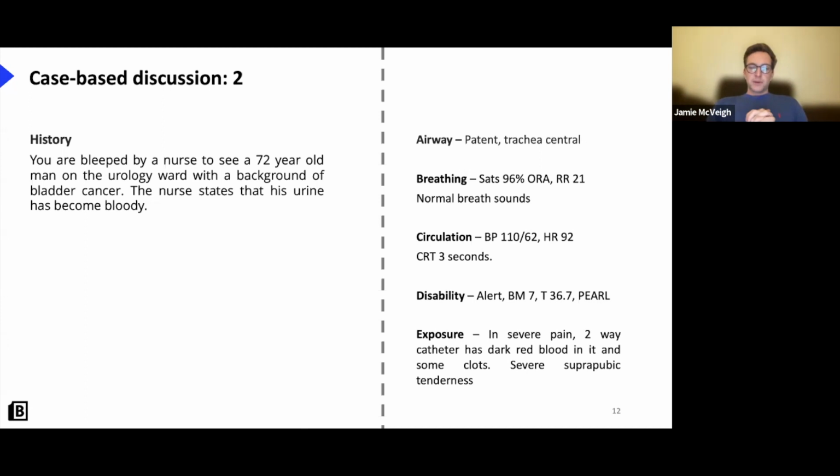And you move on to exposure, and you see, as stated before, he's in severe pain, and he's got a 2-way catheter in, and in the catheter bag there's dark red blood with some clots. When you feel his abdomen, he's got really bad suprapubic tenderness. Okay.